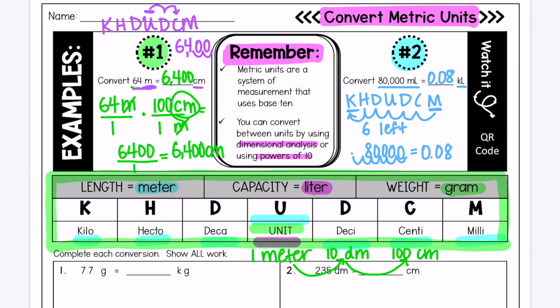I hope that that helps with powers of 10. It's actually very easy to convert between the metric system because you're using powers of 10. Hopefully this can help you to complete the rest of the math worksheet, and I look forward to seeing you again in another video.